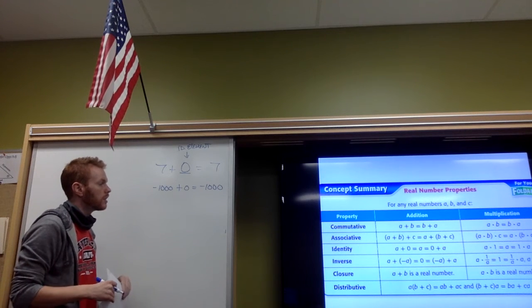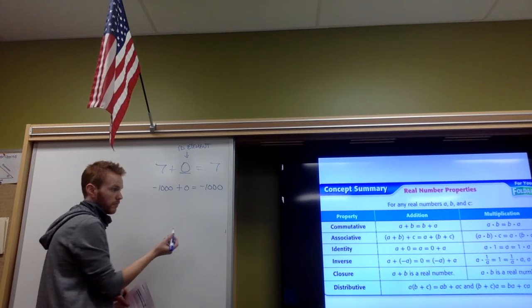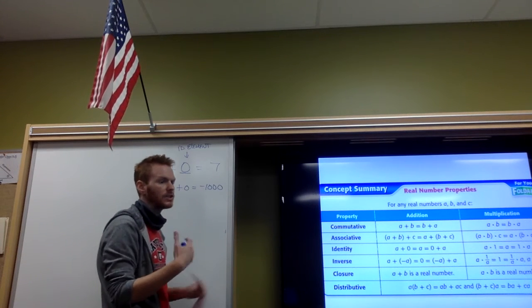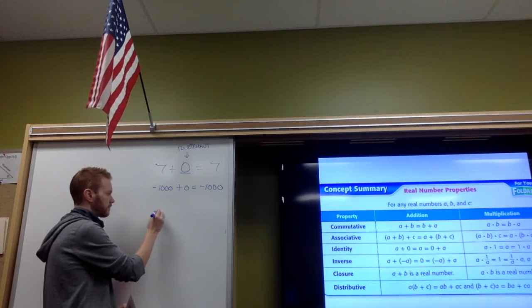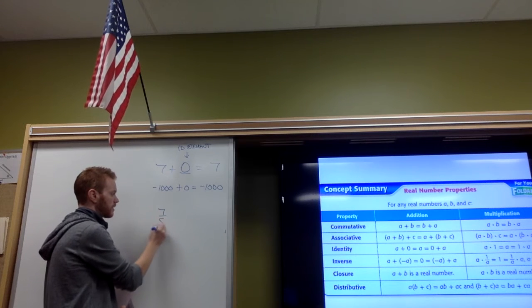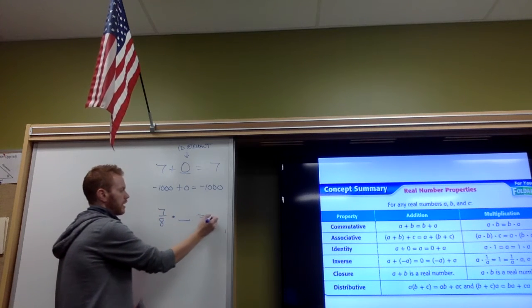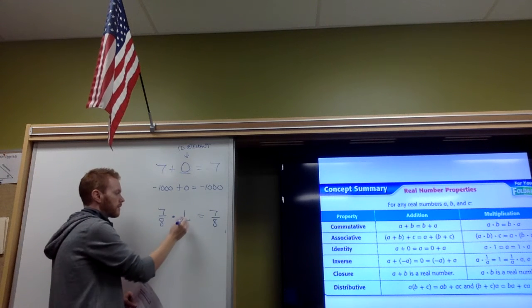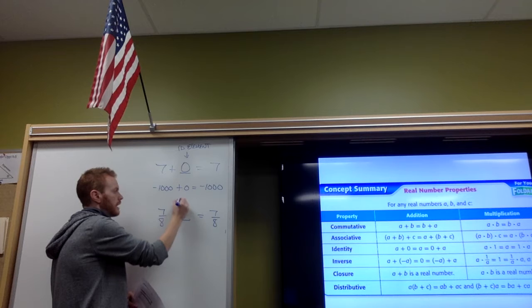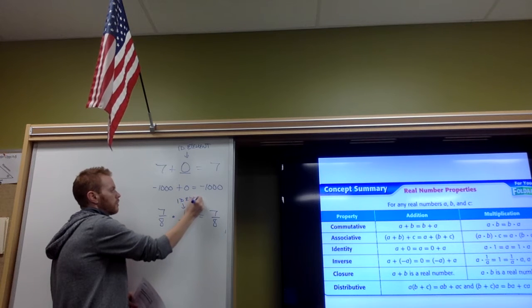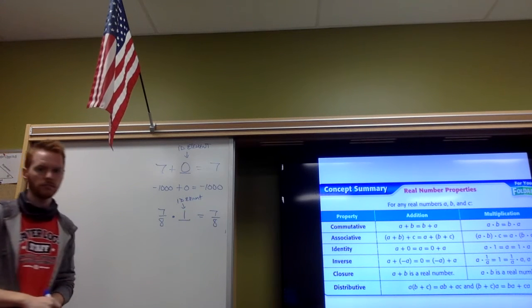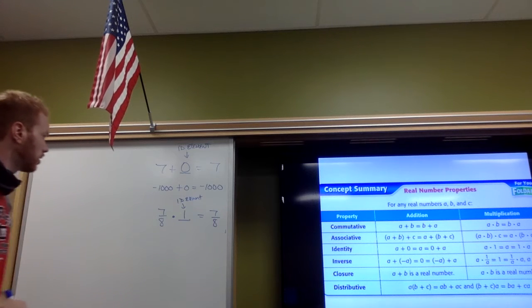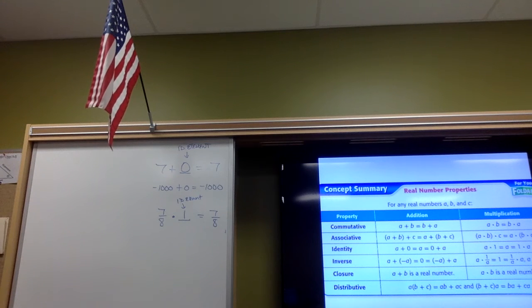Okay? The identity element for multiplication: what number can I multiply by and still get the same number? So for instance, if I had 7/8, I multiply that by what number? I get 7/8. What is that number? And you can see from the reference, it's 1. This is the identity element for multiplication. That's what they do. They give you the number back. Whether you add or multiply, you get the number back.